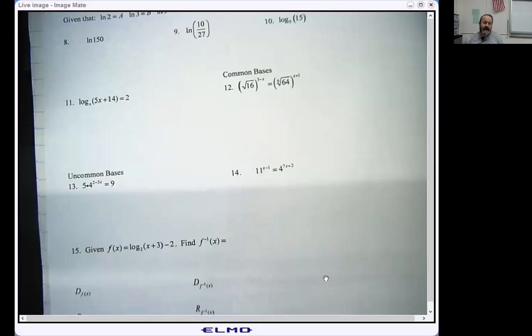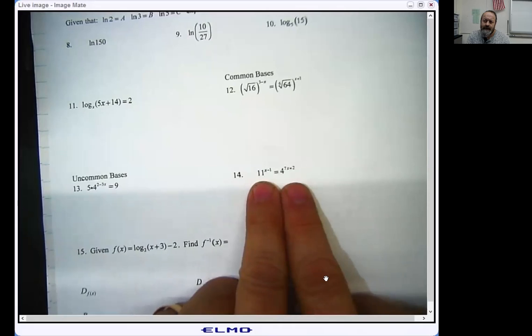Okay, so home stretch, last little set of problems. Let's take a look at solving some problems with uncommon bases. So in problems 13 and 14, those problems have totally different bases. And I wanted to look at that because sometimes I gravitate towards these problems right here.